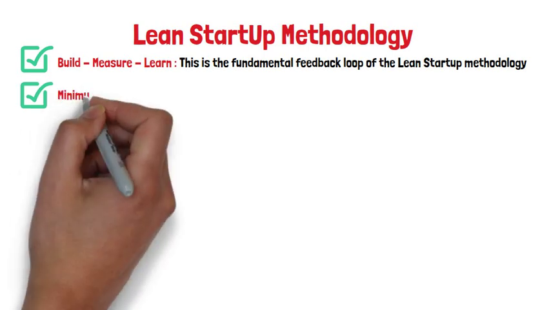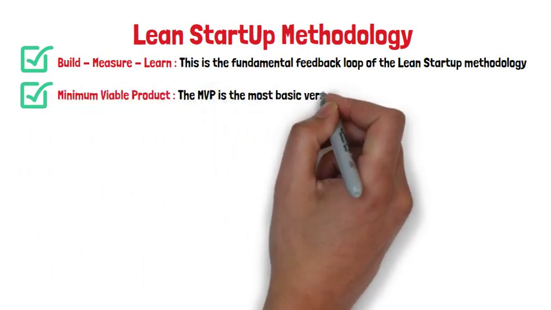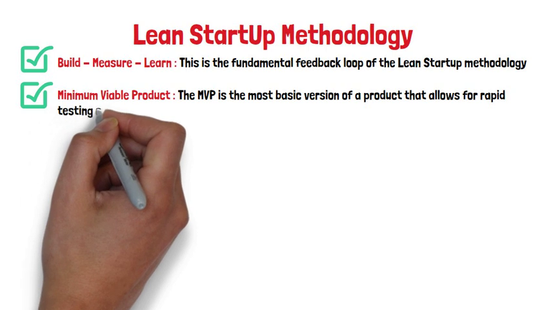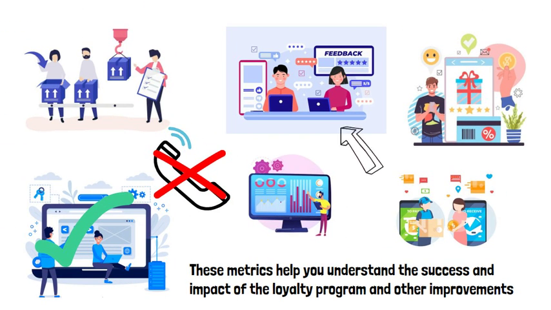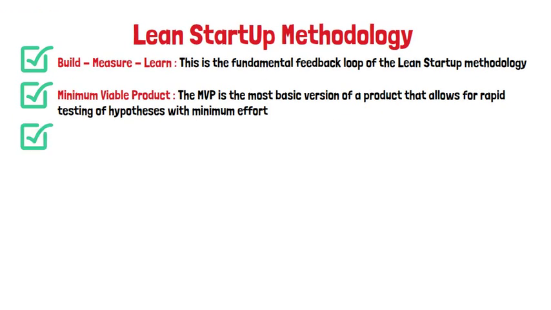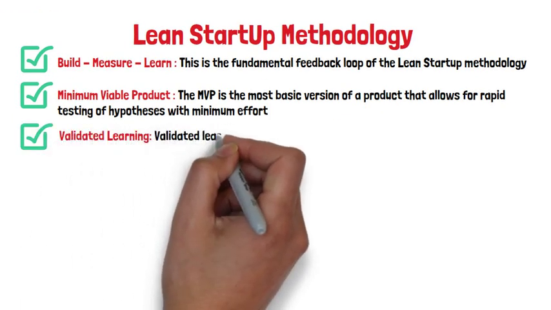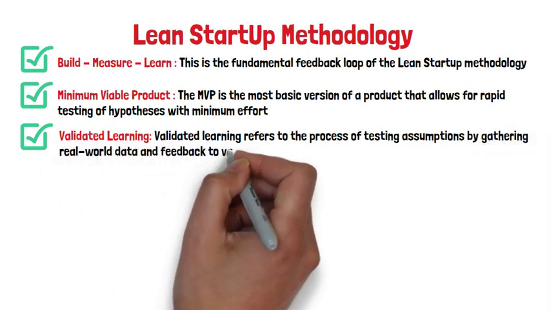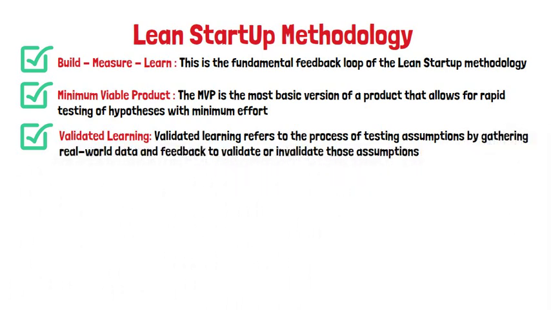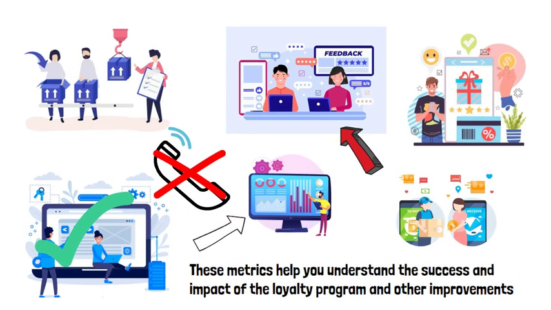Minimum viable product. The MVP is the most basic version of a product that allows for rapid testing of hypotheses with minimum effort. It is developed with the primary purpose of gathering valuable feedback from early users to validate assumptions and guide further development. Validated learning. Validated learning refers to the process of testing assumptions by gathering real-world data and feedback to validate or invalidate those assumptions. It involves applying the scientific method to business development, ensuring that decisions are based on evidence rather than guesswork.